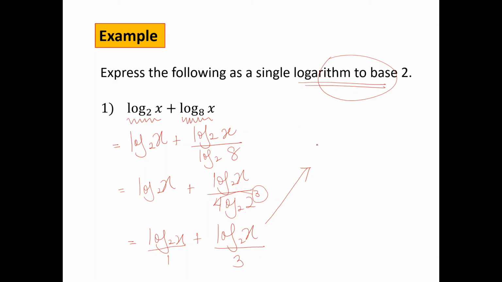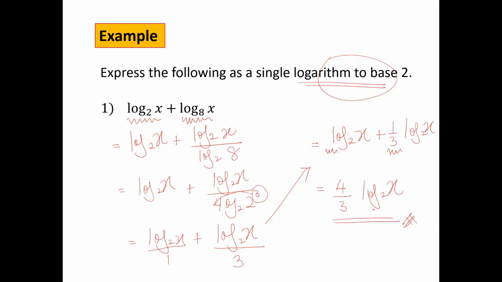So it is equivalent to log x base 2 plus 1 over 3 log x base 2. So 1 over 3 plus 1. 1 over 3 plus 1 is equal to 4 over 3. So the final answer will be 4 over 3 log x base 2.